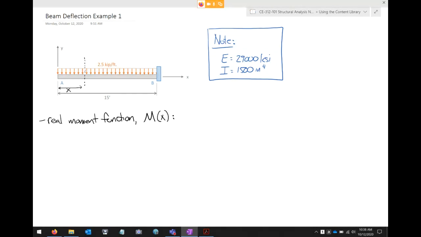So again, samurai sword or lightsaber through the beam, and I'm going to cut a section and look to the left. The reason I'm looking to the left is that if I look to the right, I'd have to compute those support reactions. I don't need to worry about computing the support reactions if I look to the left because they aren't there. All I see is the beam and the distributed load. That's it.